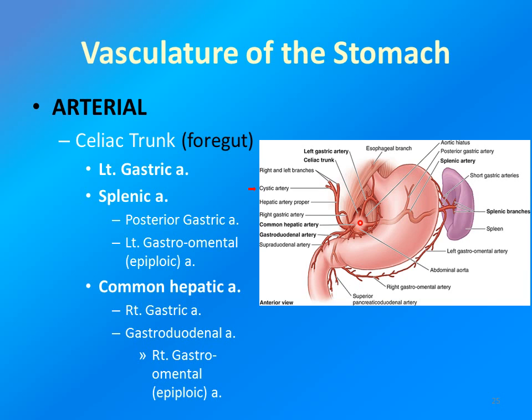The splenic artery is another major branch from the celiac trunk, and it runs posteriorly along the stomach and the posterior part of the pancreas. It gives rise to the left gastro-omental or epiploic artery running along the greater curvature of the stomach. It unites with the right gastro-omental or epiploic artery, whose origin is the gastroduodenal artery coming off of the common hepatic artery.